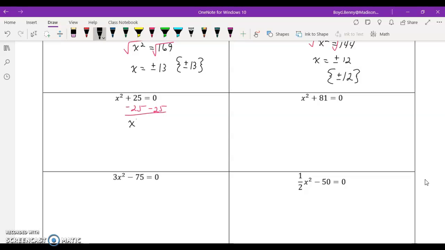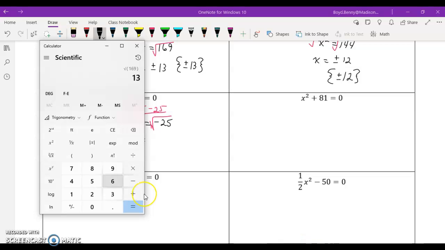So that's going to give me x squared equals negative 25. And then like the last one, we will take the square root of both sides. Here I can see that x is, well, let me check this. This is a little weird here. How do I multiply the same number by itself and get a negative number? Let's see, the square root of negative 25. Ooh, what does that mean?